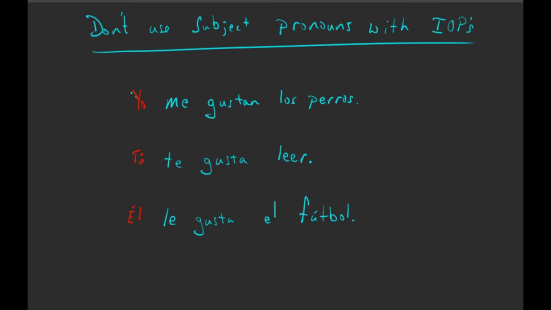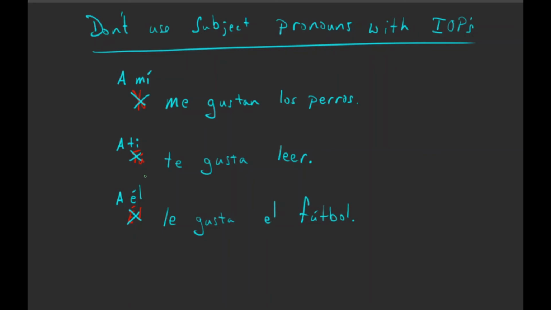So instead of yo, I'm going to get rid of that, and we're going to use in its place a mí, which means to me. Same thing here with the tú form. Instead of tú, we want to put a ti, to you, reading is pleasing. And for the él form, instead of that one, we want to put a él. So to him, football is pleasing.